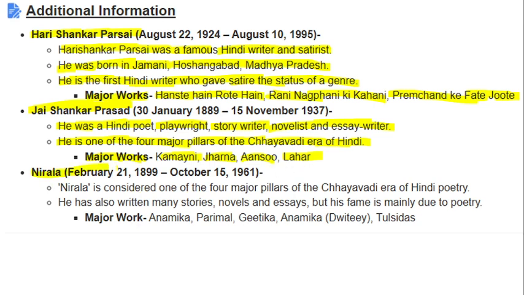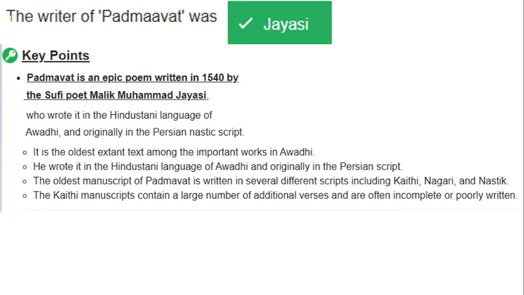Nirala ji. Nirala is considered one of the four major pillars of Chayawadi era of Hindi poetry. Nirala has also written many stories, novels and essays, but his fame is mainly due to poetry. Major work of Nirala: Anamika, Parimal, Geetika, Anamika Dvitiya, Tulsidas. Okay, next. The writer of Padmavat was Jayasee.